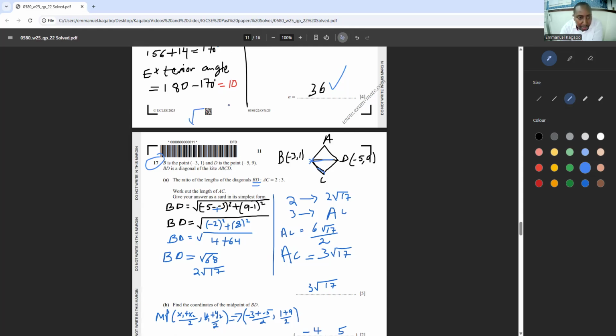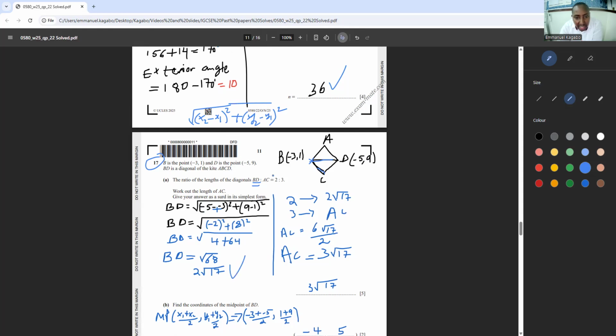It is the square root of (x2 minus x1) squared plus (y2 minus y1) squared. That's the formula I use here. So that's why I did x2 minus x1, this one minus that, and this minus that. Then when you work it out, you're going to have BD as that.